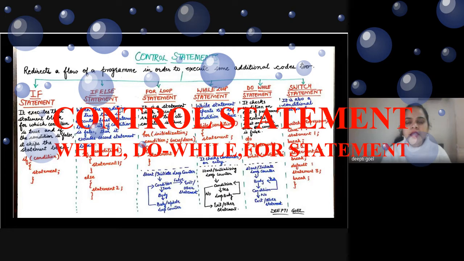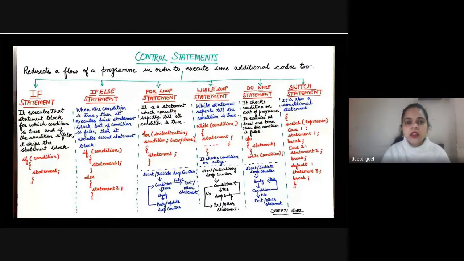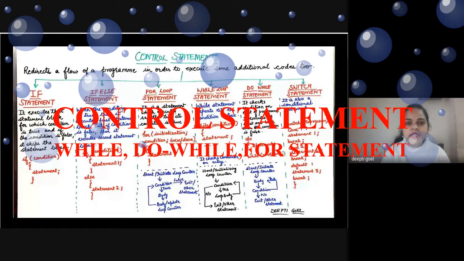So today in this lecture, we shall be discussing the control statements. In the control statements, we have already discussed the if statement, if else statement, and the switch statement. Now we shall be discussing the for loop statement, while loop statement, and do while statement.